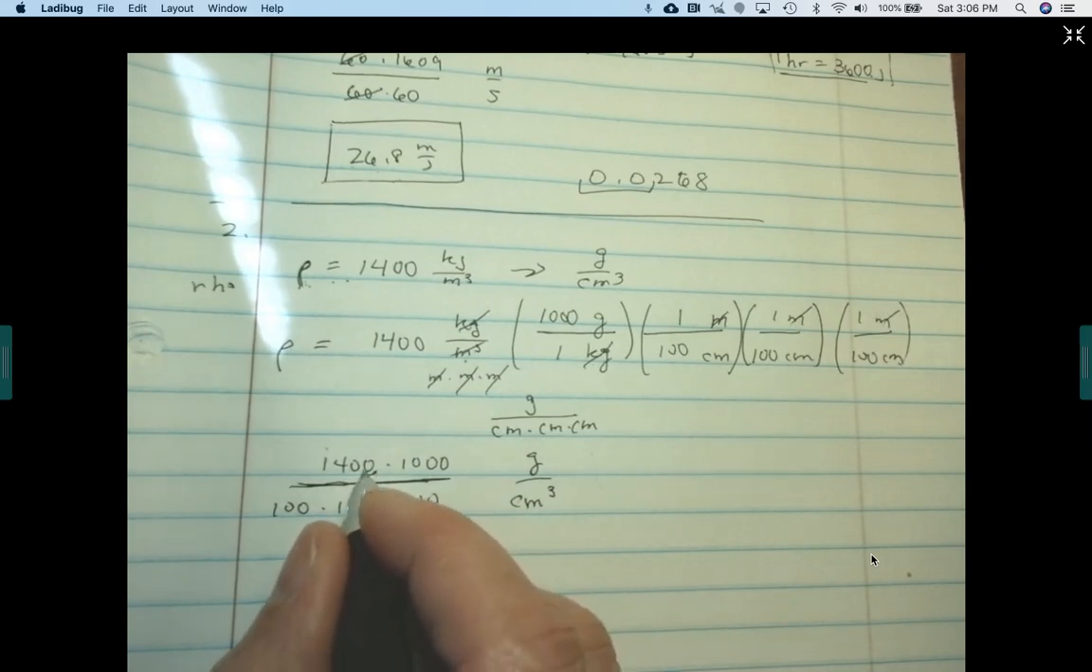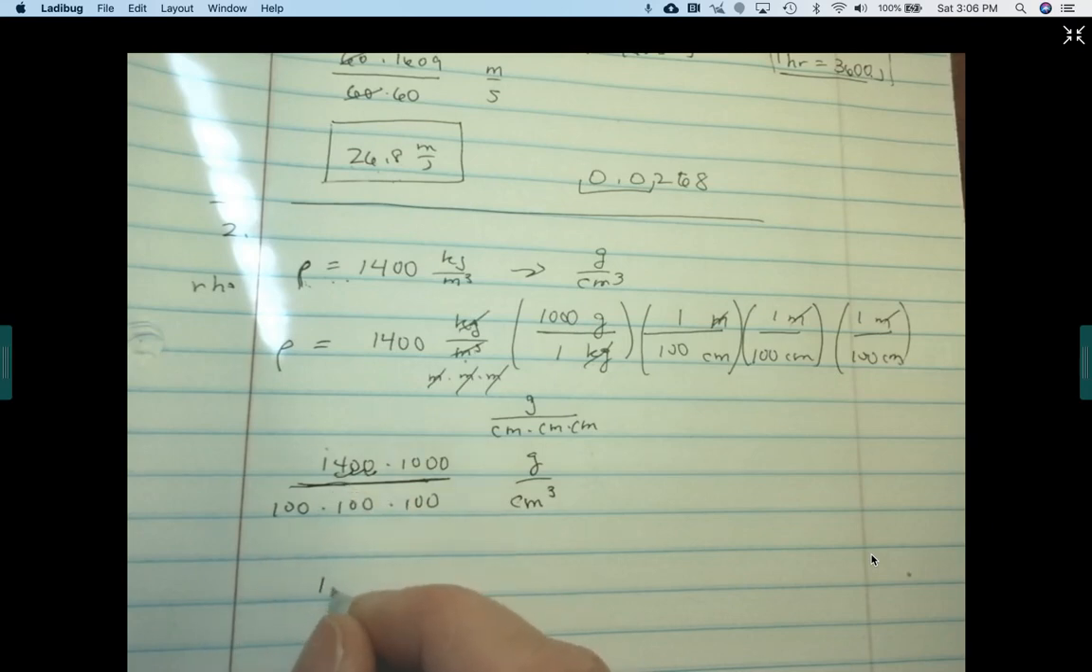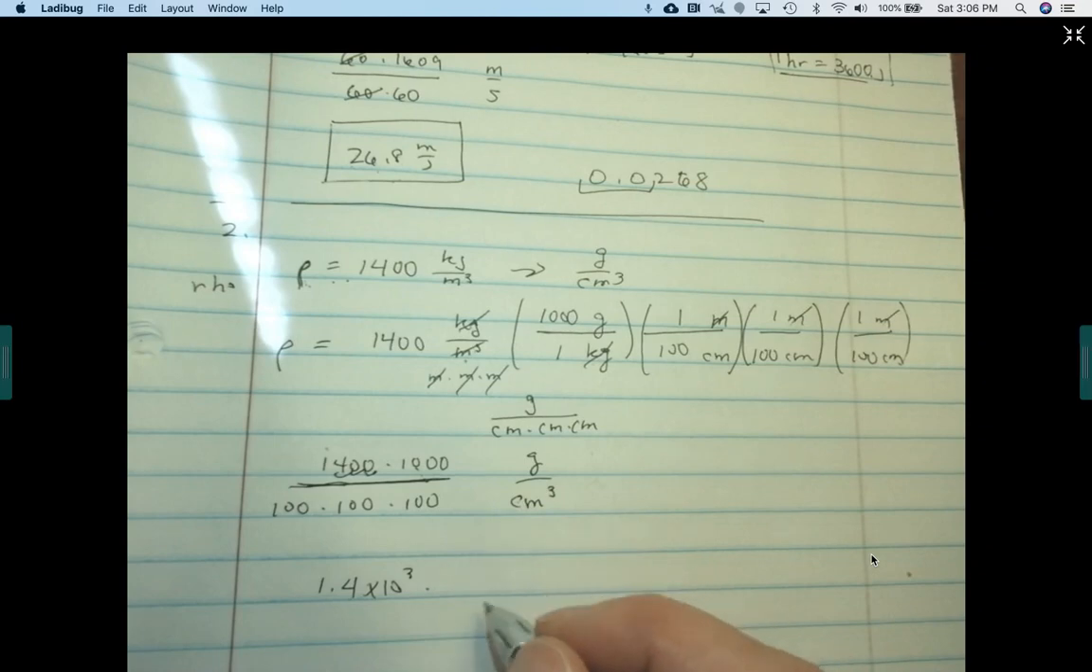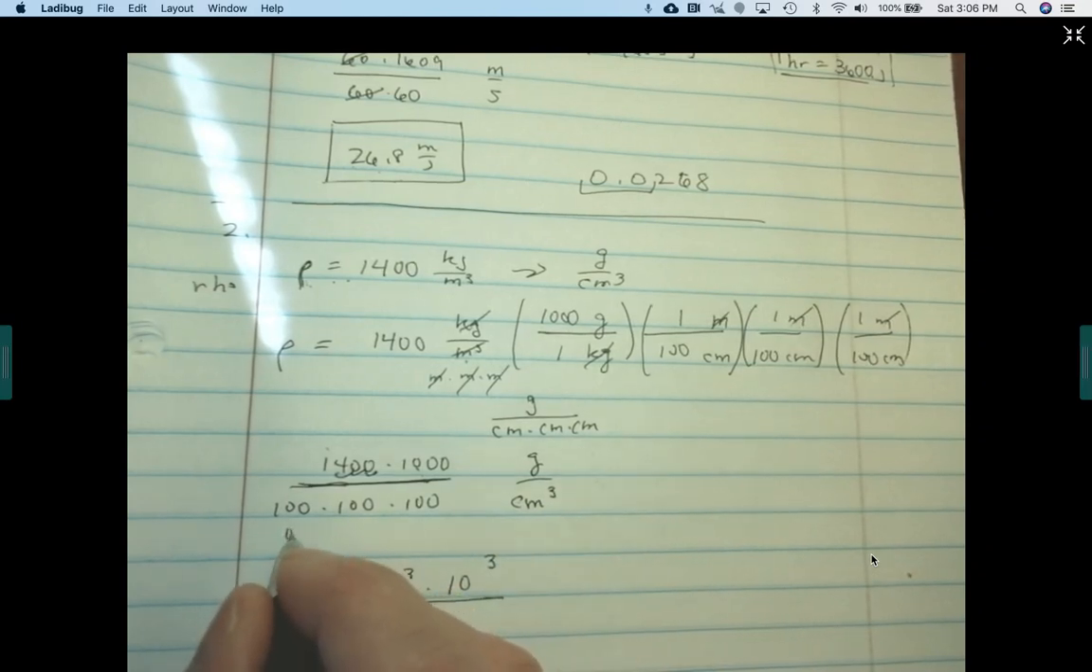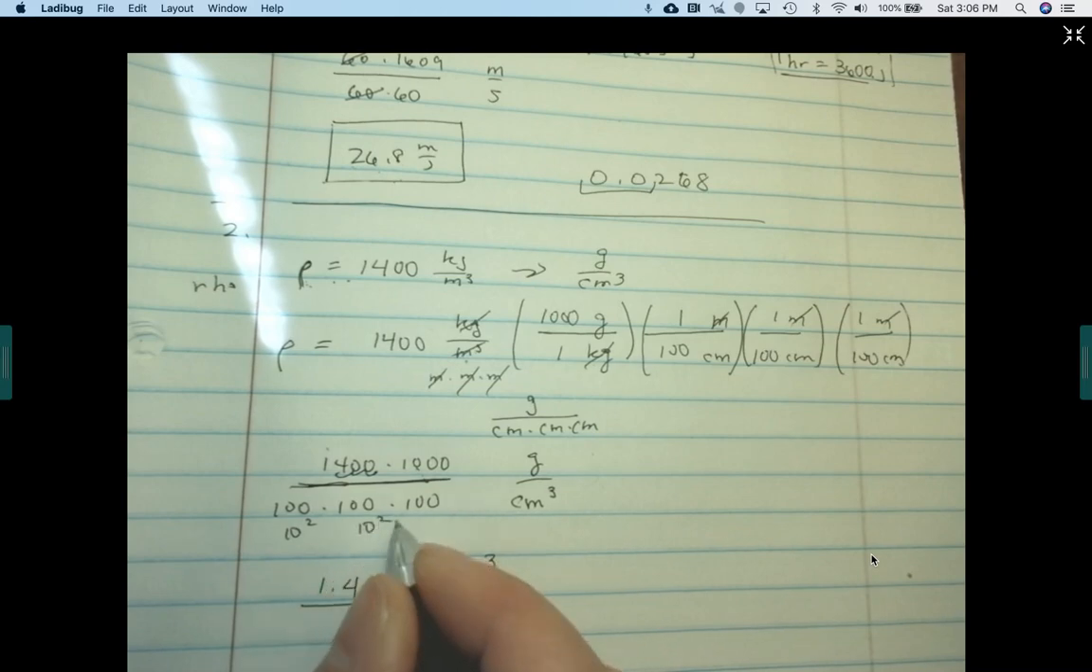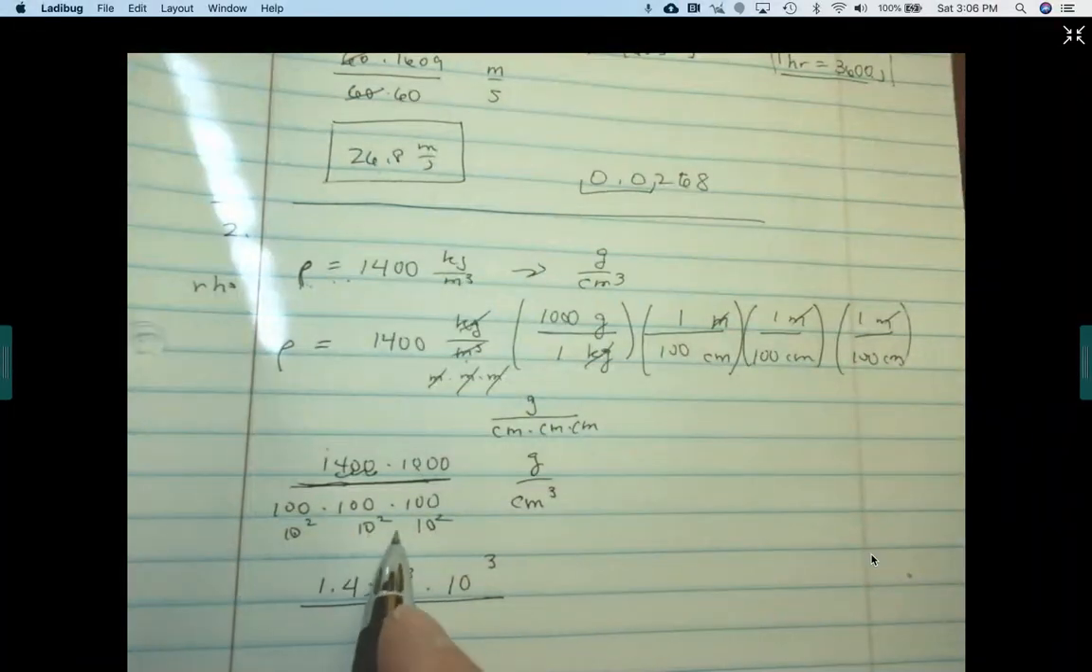So scientific notation, this is 1, 2, 3. So we have 1.4 times 10 to the 3. And then we're also multiplying by 1,000, which is another 10 to the 3. And then on the bottom, each 100 is a 10 to the 2. So together, 10 to the 2 times 10 to the 2 times 10 to the 2. When we multiply numbers with exponents, we add them. So this ends up being a 10 to the 6 on the bottom.